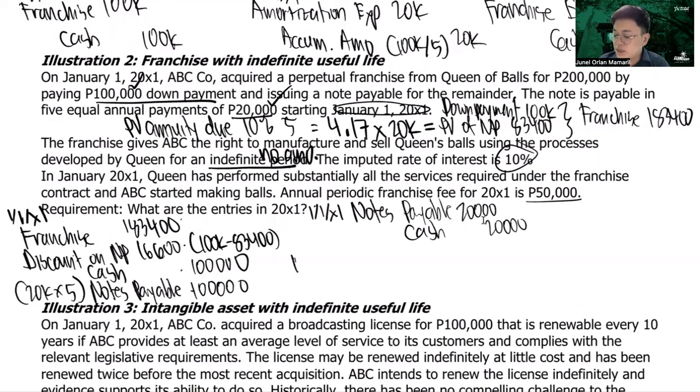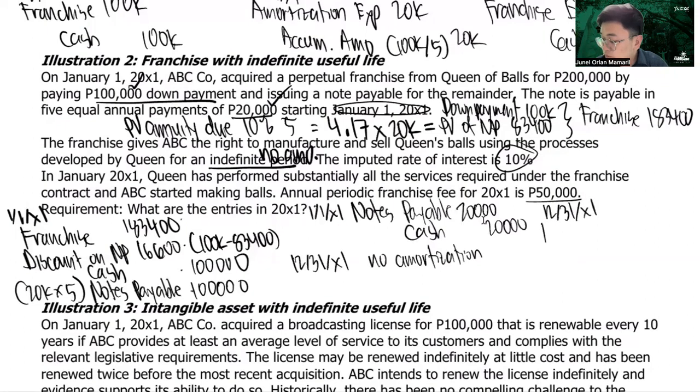Okay, ano yung entries natin ng 12/31? Una, no amortization lagay natin. Para lang ma-emphasize. Pangalawa, yung ating periodic payment. So dapat magde-debit tayo ng franchise expense and credit cash for 50,000.